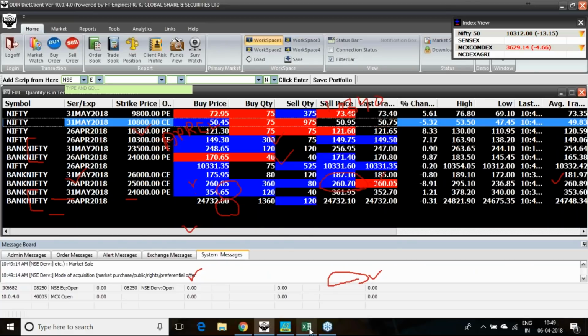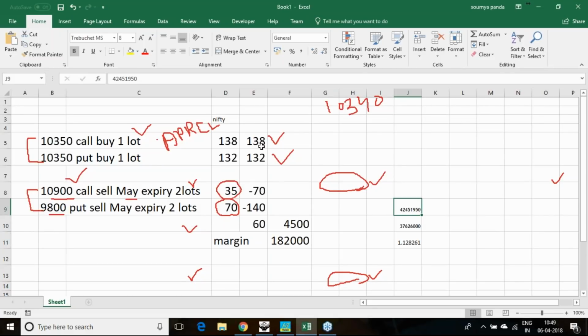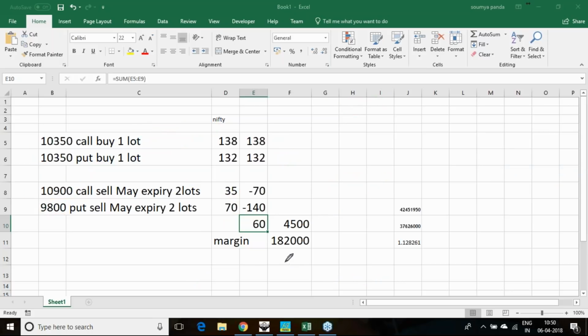If you form this strategy, you are getting a credit of 70 points here and 140 points here, and 138 and 132 is the debit you are paying. On a net basis, you are selling two lots, so 35 into 2 is 70, and 70 into 2 is 140. Based on this, you are paying 60 rupees premium to the market. On a net basis, you are paying 4,500 premium to the market. The margin required for this particular trade is 1,82,000 rupees.